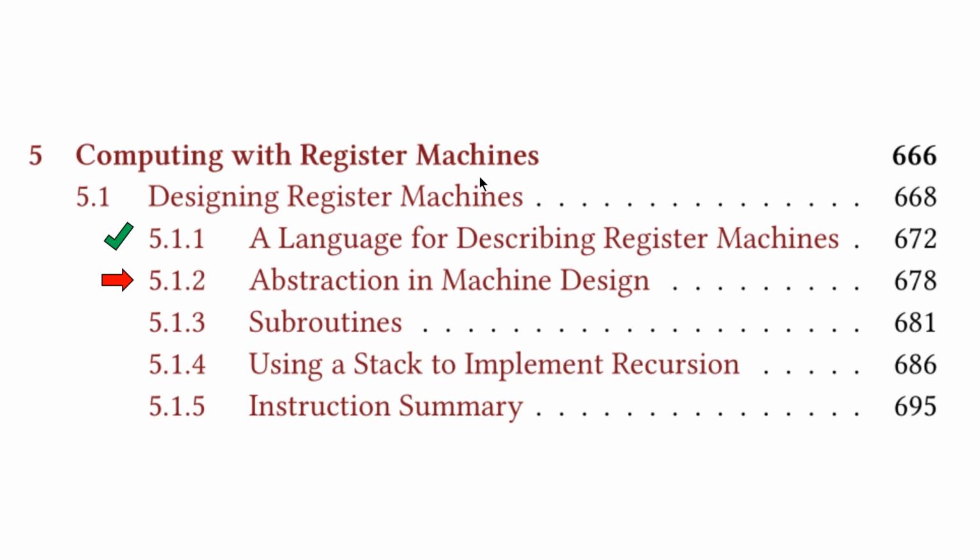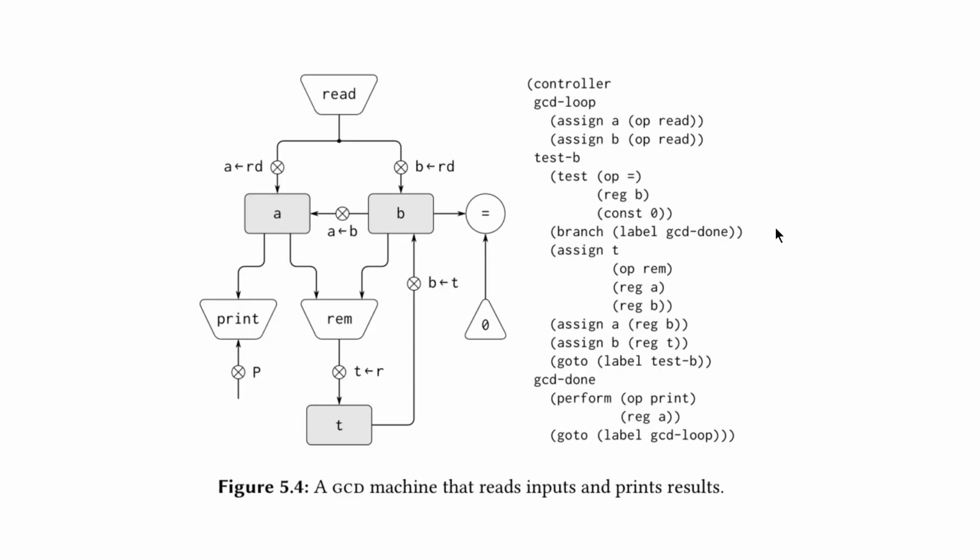So this wraps up the first subsection, which brings us to the second subsection, 5.1.2, Abstraction in Machine Design. Basically, all I want to highlight from this subsection is that they are introducing the ability to read inputs and print outputs, which complicates our diagram. But on top of that, more importantly, it's introducing this Lisp assembly, which I'm not going to walk through, but basically maps to both our controller and our data path visualization.